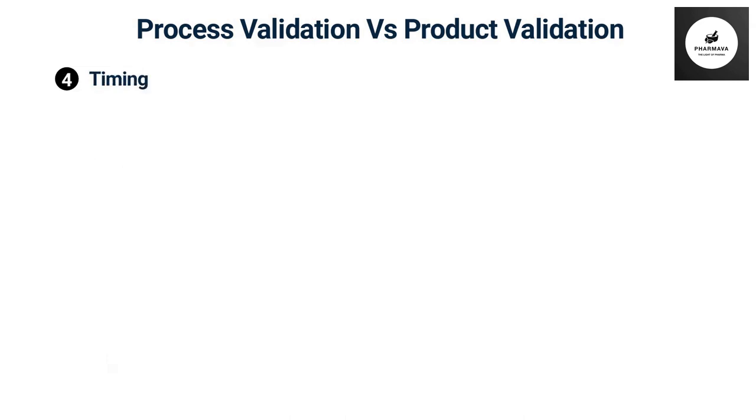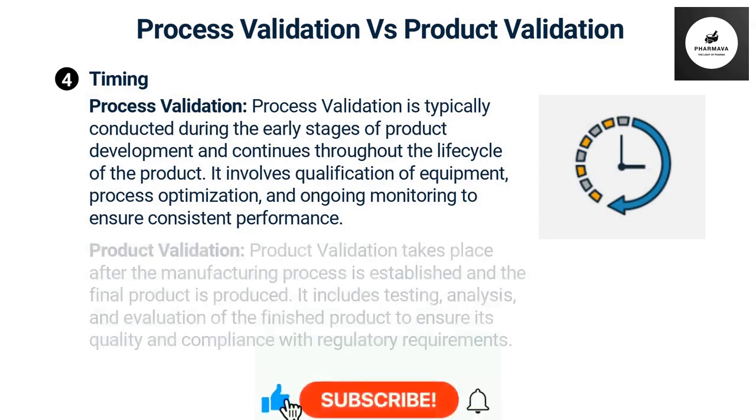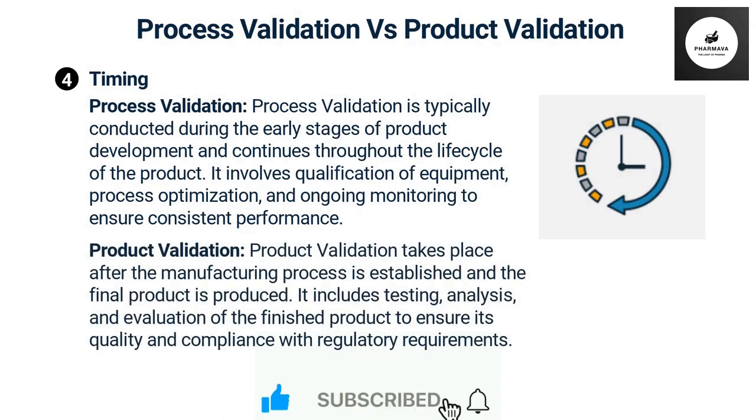Timing. Process validation is typically conducted during the early stages of product development and continues throughout the life cycle of the product. It involves qualification of equipment, process optimization, and ongoing monitoring to ensure consistent performance. Product validation takes place after the manufacturing process is established and the final product is produced. It includes testing, analysis, and evaluation of the finished product to ensure its quality and compliance with regulatory requirements.